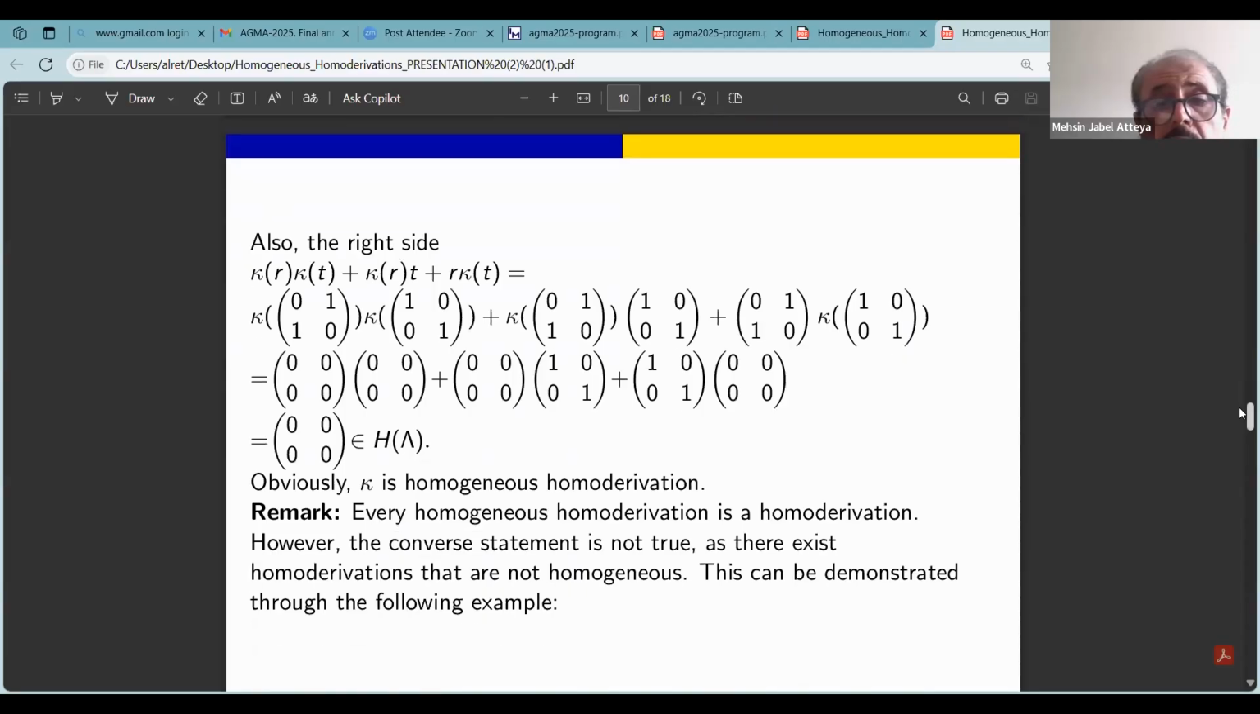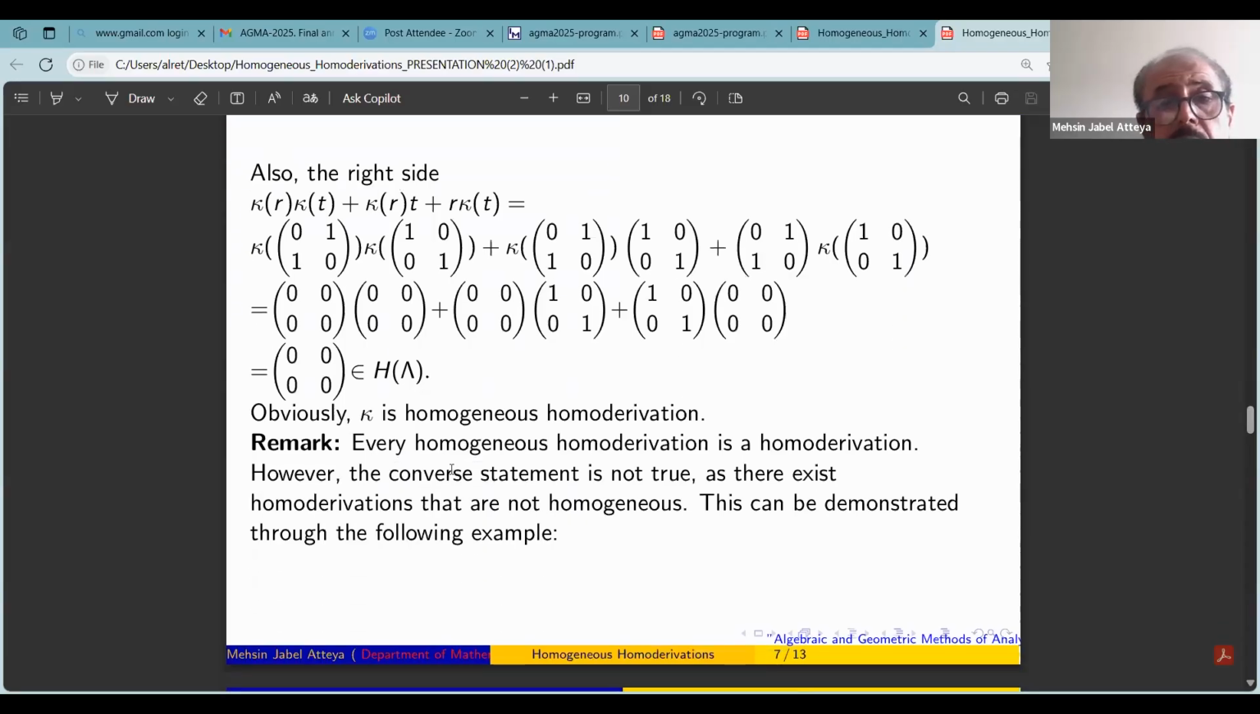Now we discuss this important question: the relation between homogeneous homoderivation and homoderivation. Every homogeneous homoderivation is a homoderivation. However, the converse statement is not true, as there exist homoderivations that are not homogeneous. This can be demonstrated by the following example.